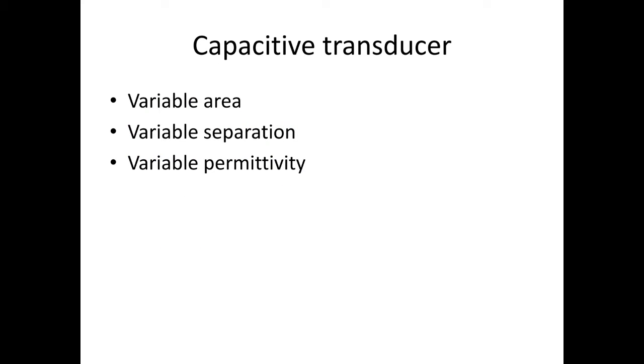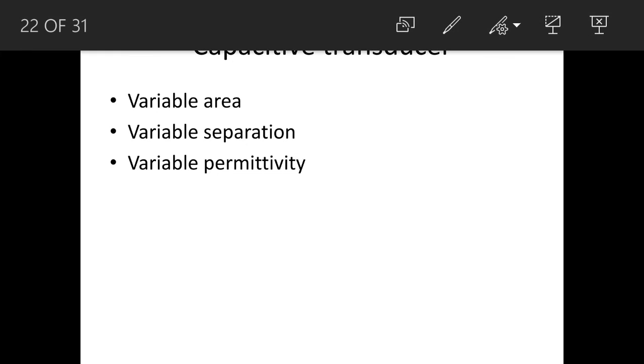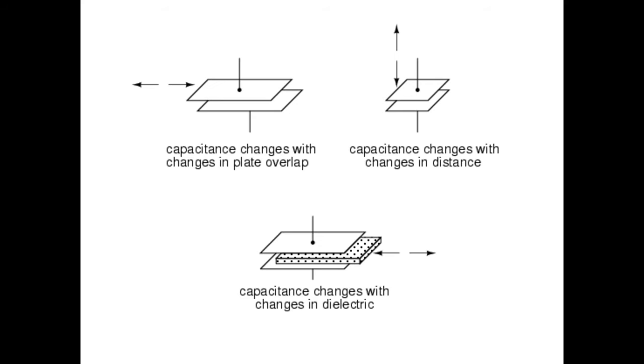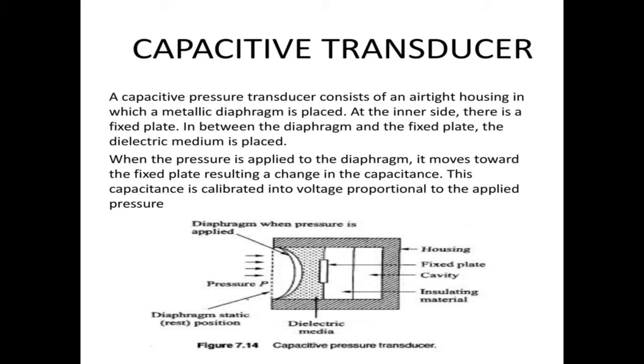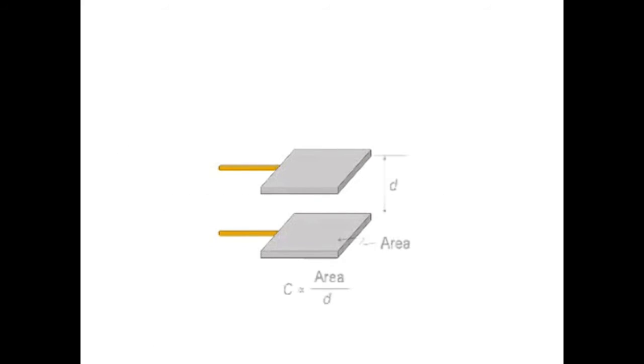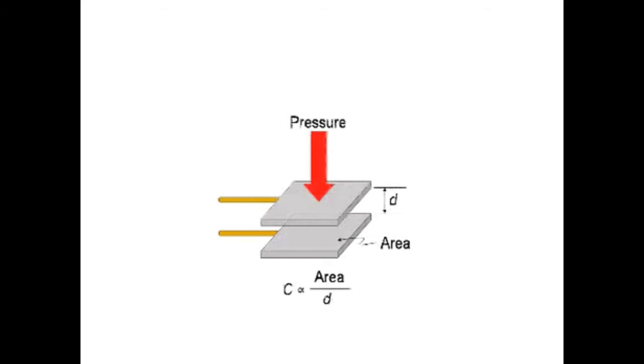Capacitive transducer varies with three things: variable area, variable separation of the conductive plates, and permittivity. With respect to these three changes, my capacitive transducer also changes. Next, the capacitive pressure transducer. In this one, when my pressure increases, the output of my capacitor changes. According to that, my transducer output also changes.